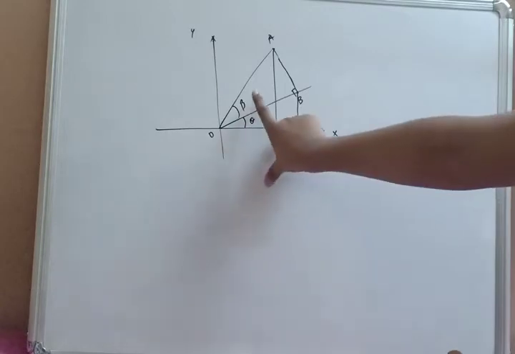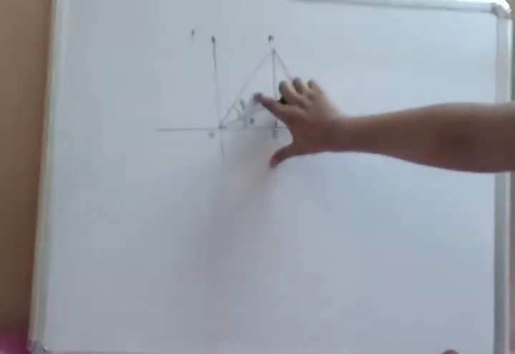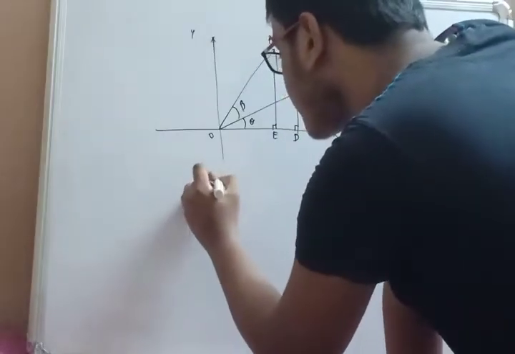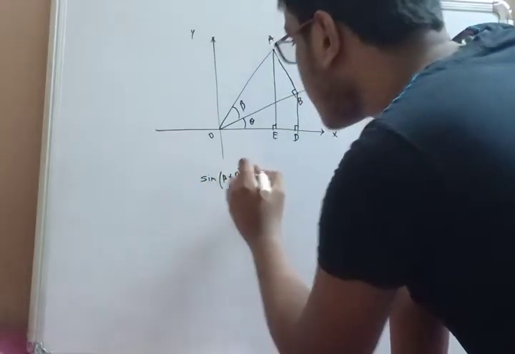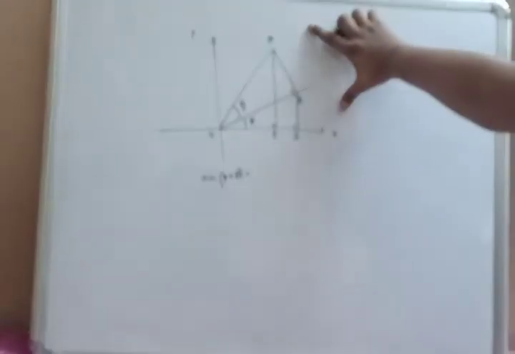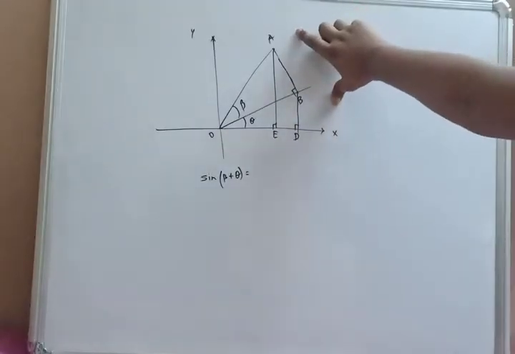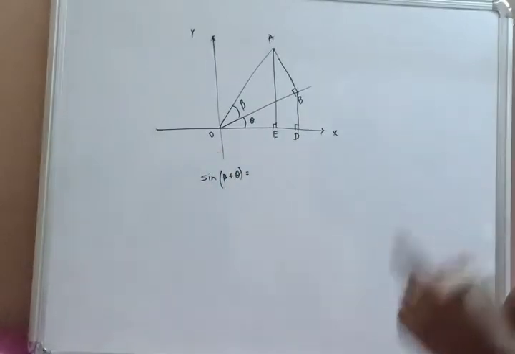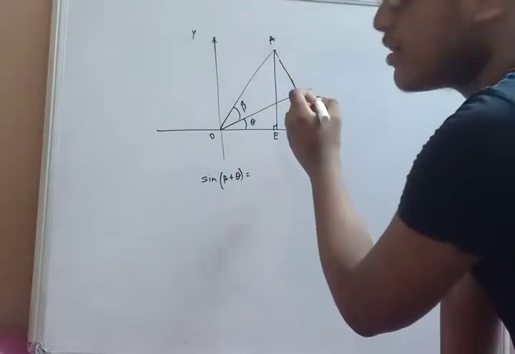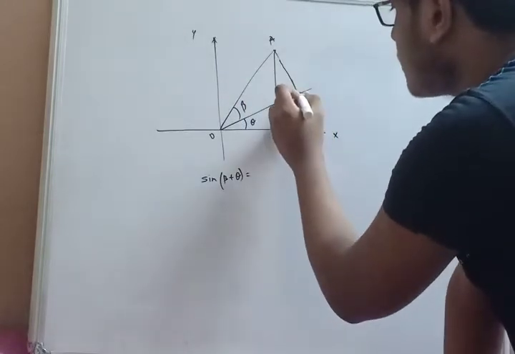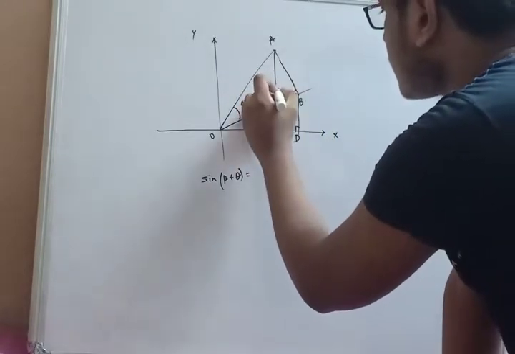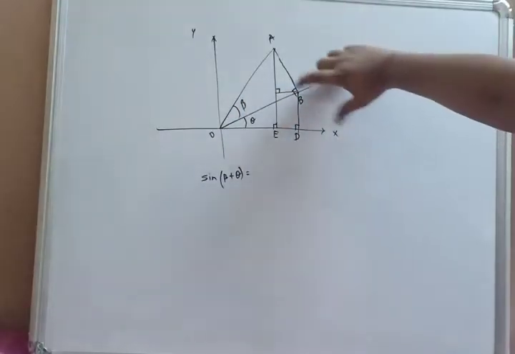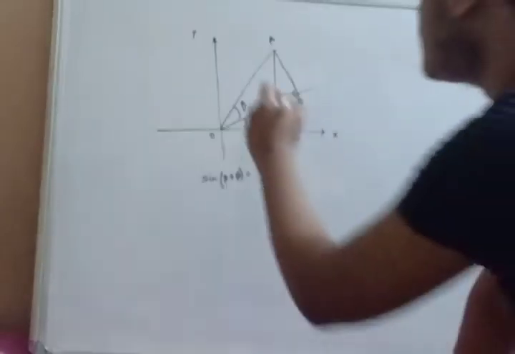Now what is sine beta plus theta? We are going to examine sine beta plus theta. I hope you have understood this construction. This is very easy and trivial. Now we are going to make another construction. Let's drop a perpendicular from B on AE. I drop a perpendicular from B on AE and name this point as, let's say, H.